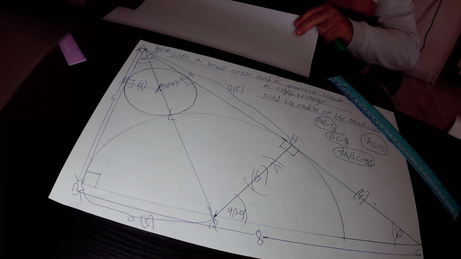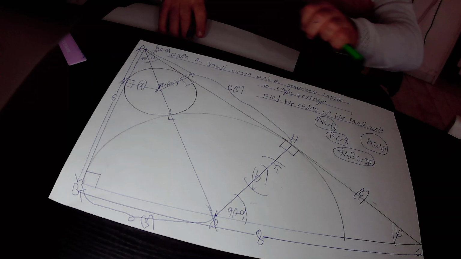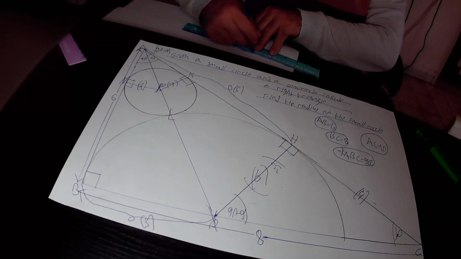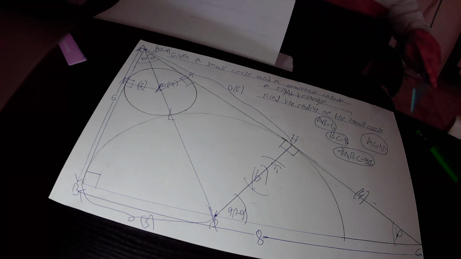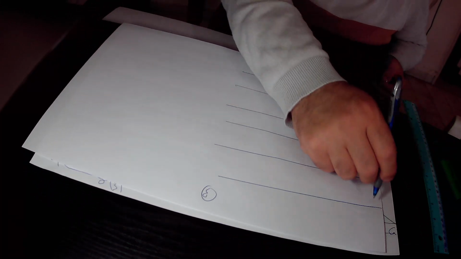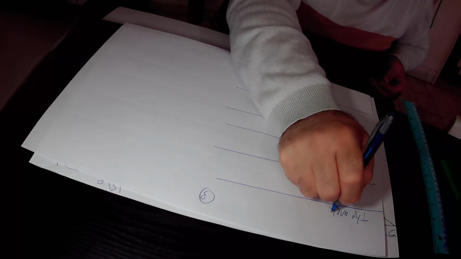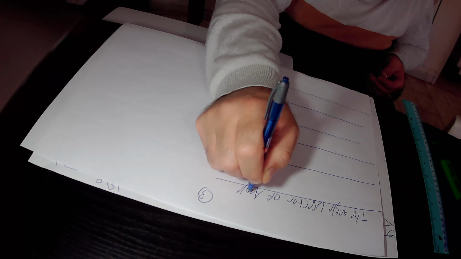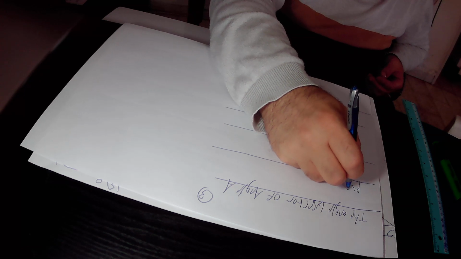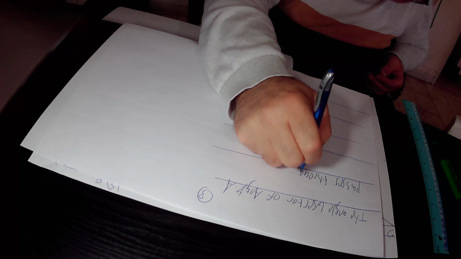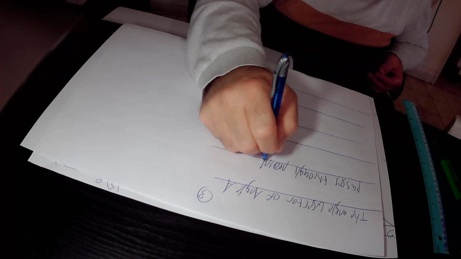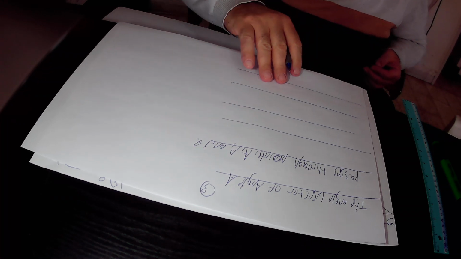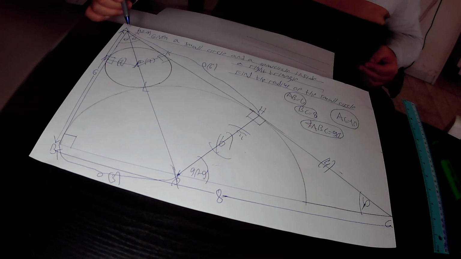So write it down. According to rule 15, the angle bisector of angle A passes through points A, P, and Q. But again, we should hold on that the angle bisector of this angle A passes through points A, P, and Q.